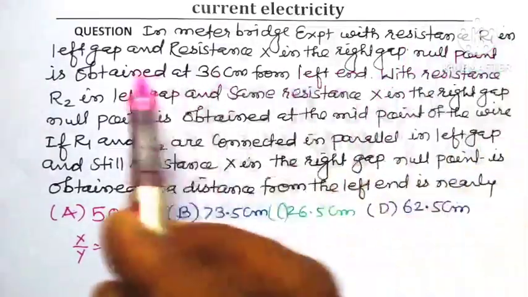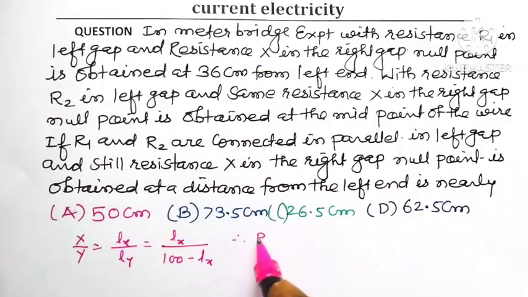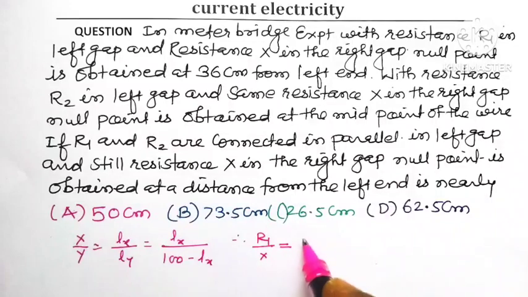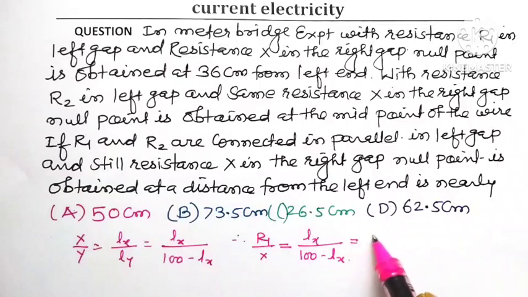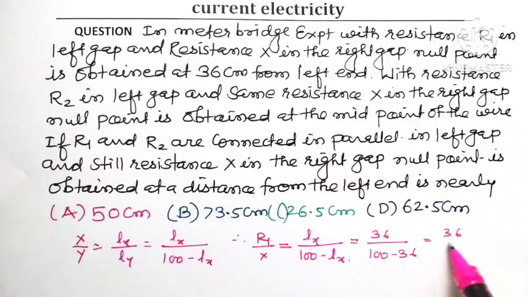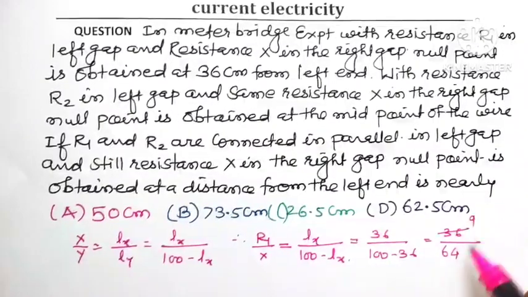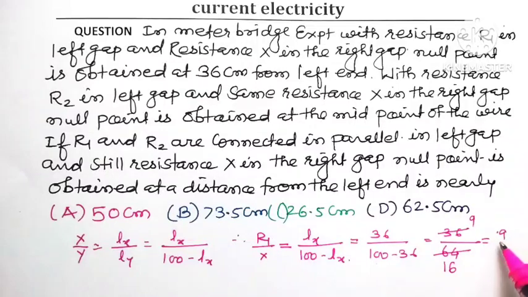Now what is given? R1 in the left gap and X in the right gap. Therefore, we have the equation R1 upon X is equal to Lx upon 100 minus Lx. The null point is obtained at 30 centimeter, meaning the value of Lx is 30 divided by 100 minus 30, which is 30 divided by 70. So 3 by 7 is equal to R1 by X.